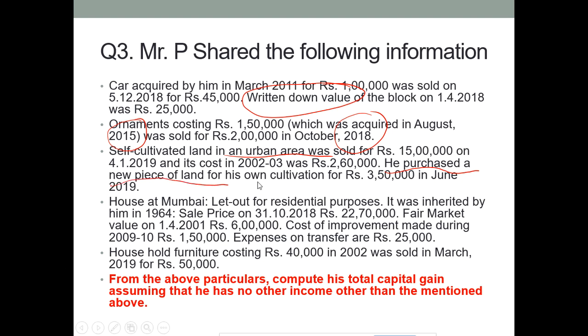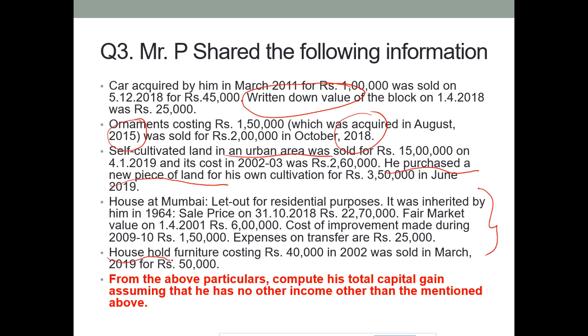House at Mumbai, let out for residential purpose. It was inherited by him in 1964. Sale price is 22 lakh 70,000. Fair market value on 1/4/2001 is 6 lakhs. Cost of improvement made during 2009-10 rupees 1 lakh 50,000. Expenses of transfer rupees 25,000. This is one comprehensive example.